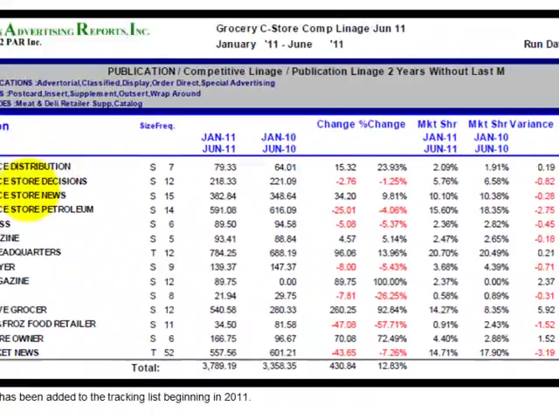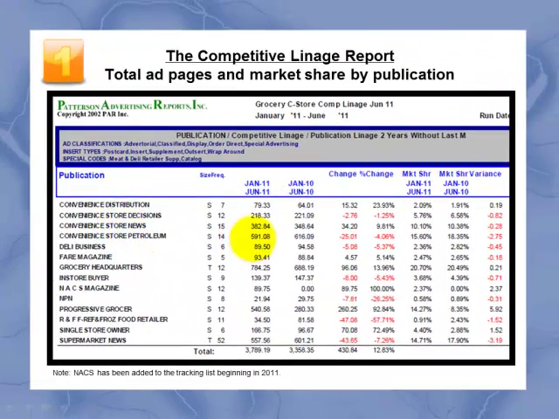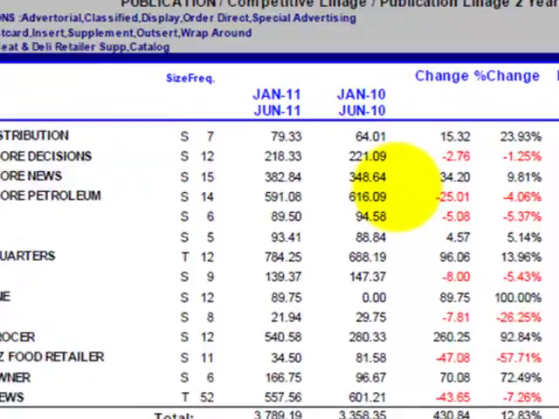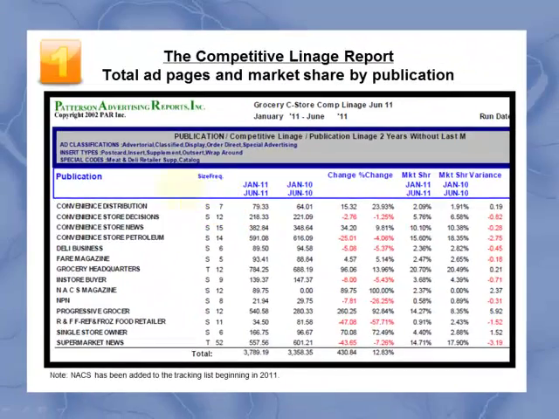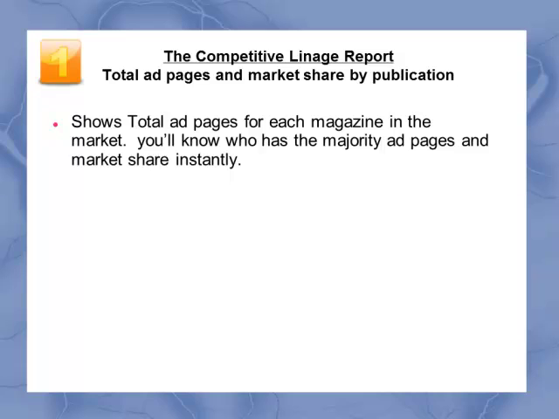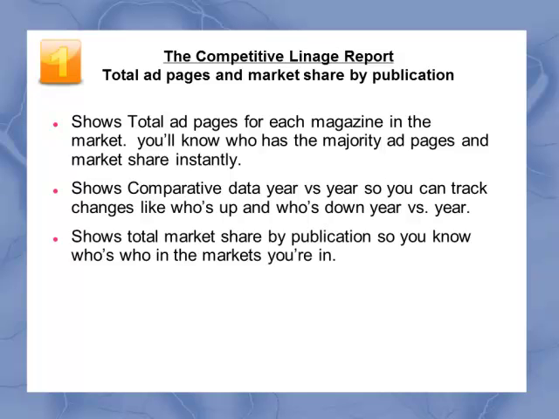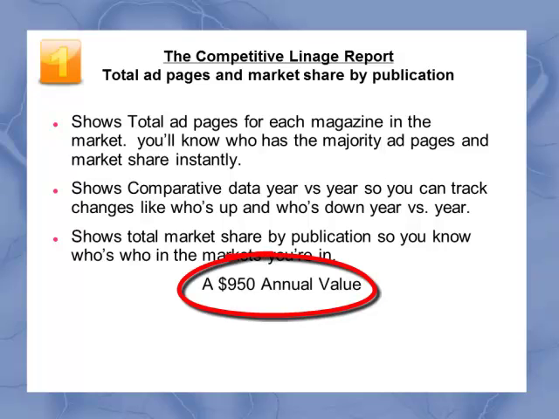And amongst the C-store magazines, Convenience Store Petroleum still holds the lead with 591.08 pages, though they're down 25 pages for the year. The competitive lineage report shows you total ad pages for each magazine in the market. You know who has the majority ad pages and market share instantly. It shows comparative data year to year so you can track changes like who's up, who's down, year to year. It shows total market share by publication, so you know who's who in the markets you're in. It's a $950 annual value.